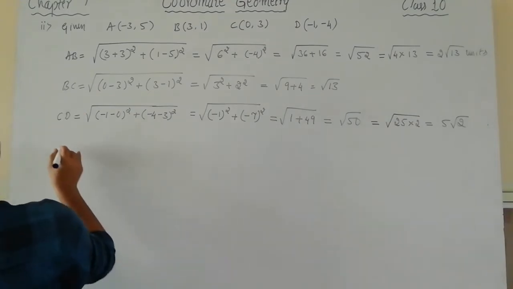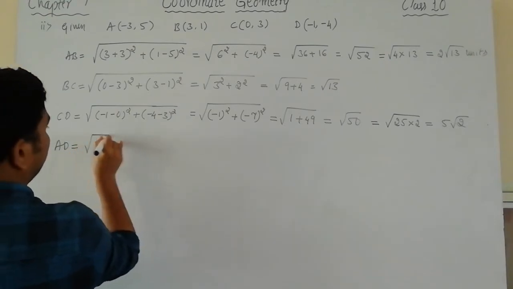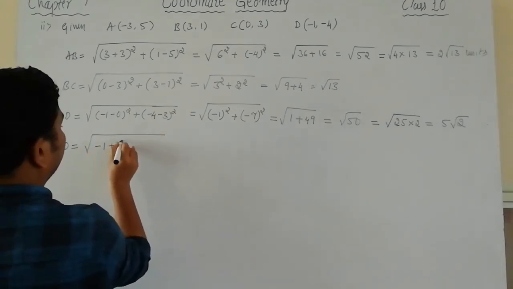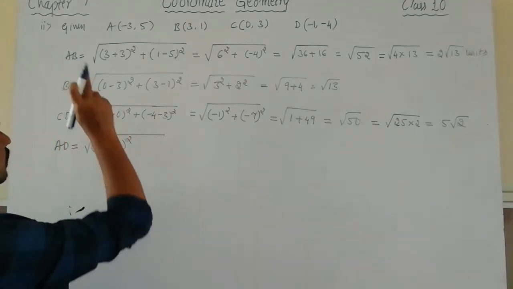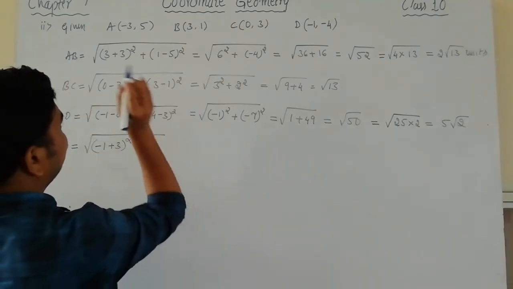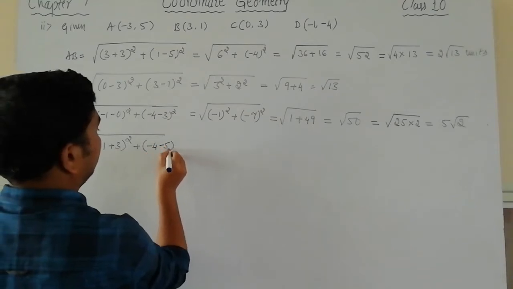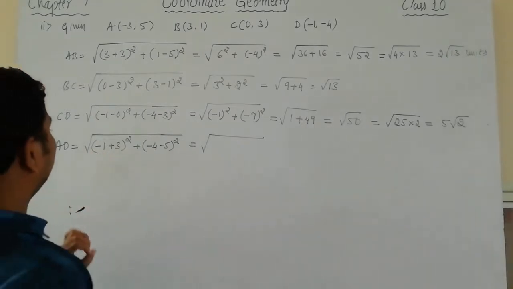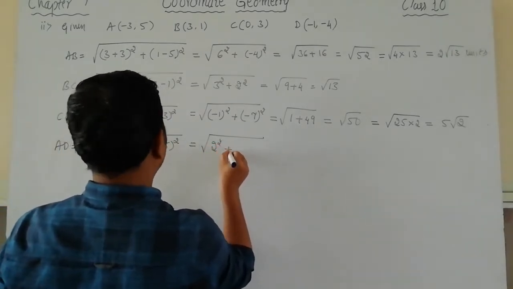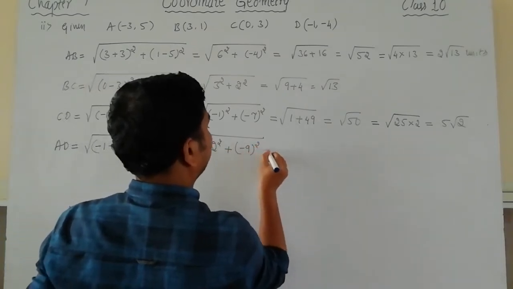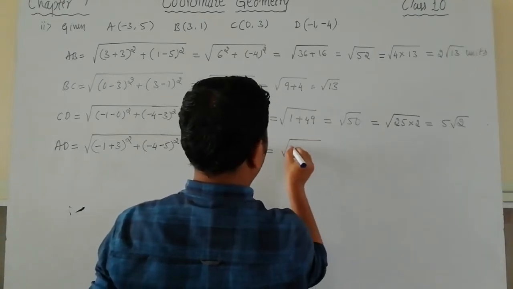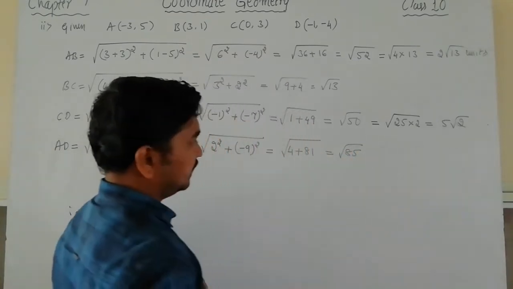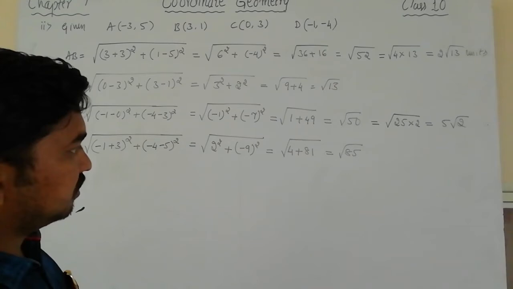AD is equal to square root of, so this one A and D, (minus 1 minus of minus 1) will become plus 3, square, so (minus 1 plus 3) whole square, and then plus (minus 4 minus 5) whole square, which is equal to square root of plus 2 whole square plus minus 9 whole square, which is equal to square root of 4 plus 81, which is equal to square root of 85.